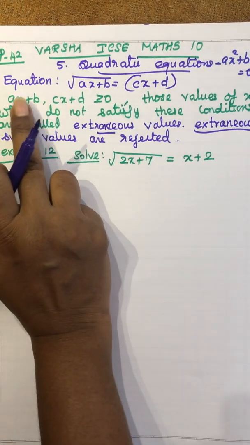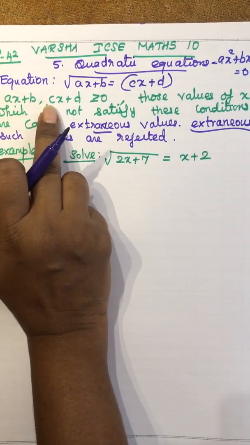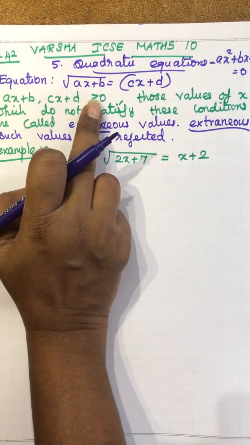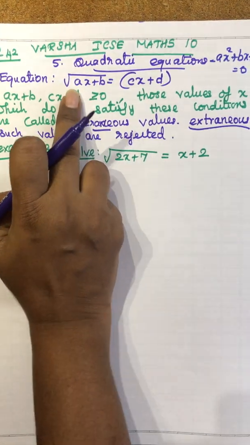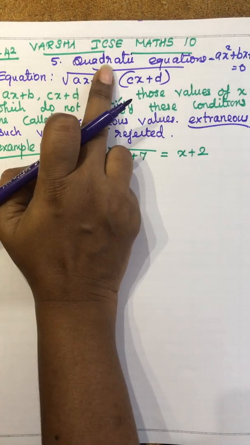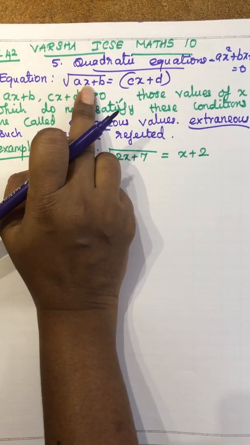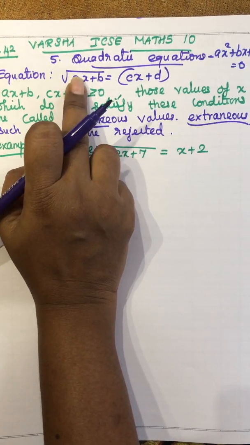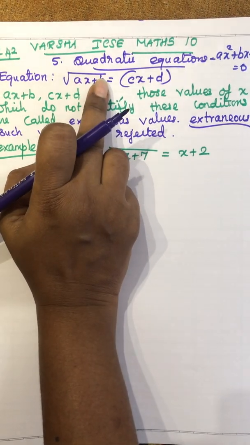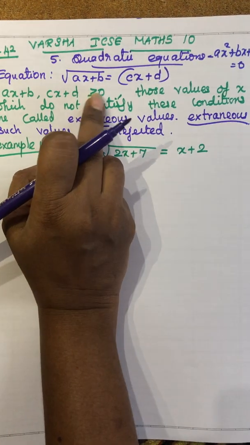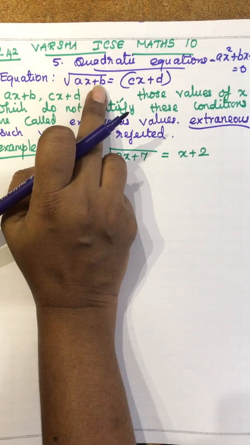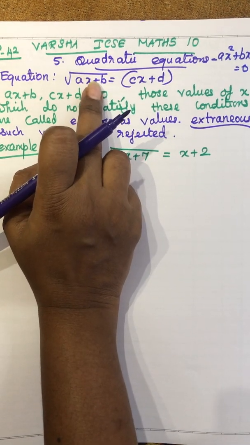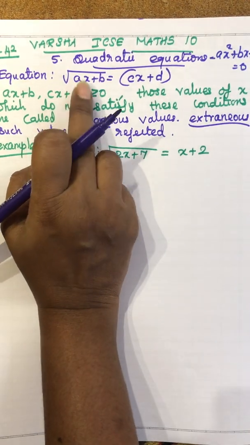See, ax plus b and cx plus d should be greater than or equal to 0. Why students? Because the square root is here. So the number under the square root is definitely 0 or a positive number. In the root it should not be a negative number, see, it will be a complex number.